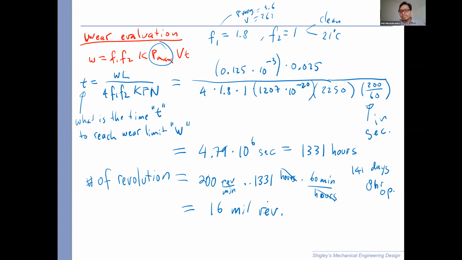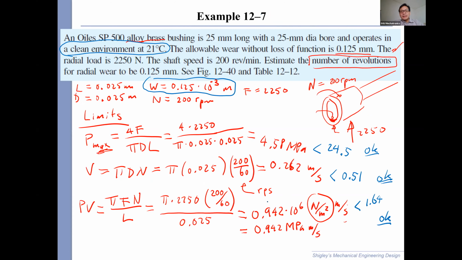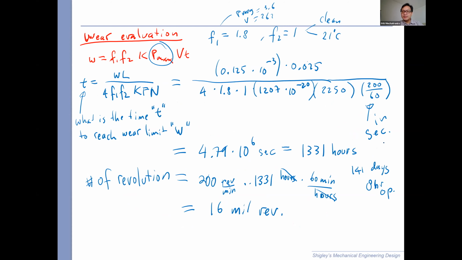Okay. Any questions on this problem? Yang pertama, kita limit evaluation, make sure everything is okay. And then we do the wear evaluation. Ya, ada yang ngomong tadi?